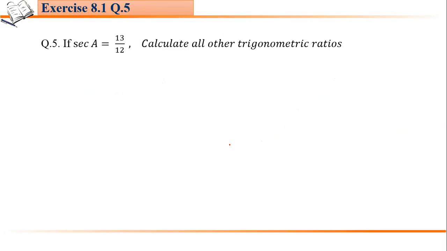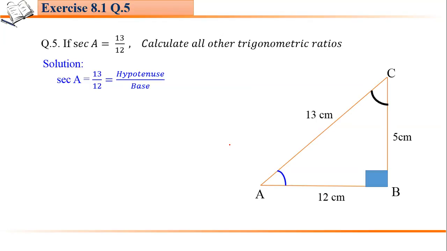Question number 5 is, if secant A is 13 upon 12, calculate all other trigonometric ratios. All other trigonometric ratios means you have to calculate the value of sine of angle A, cos of angle A, then tan of angle A, then cot of angle A, and then cosecant of angle A. Secant A, the value is already given to you. So when we solve it, first we'll see how we have to find the value of hypotenuse, base, and perpendicular.